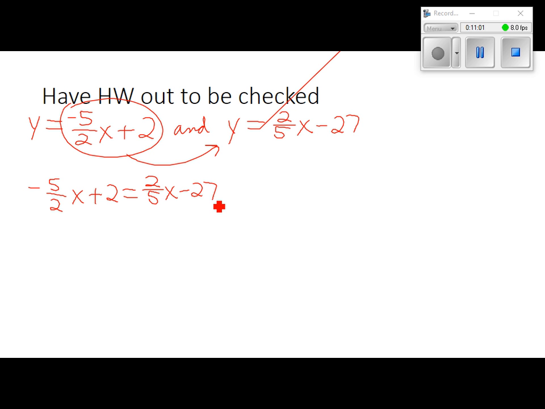What's nice about that new equation? It's only got what in it? X's. It's only got X's in it. First thing we're going to do is get all the X's on one side. Well, before we do that, what's this as a decimal?